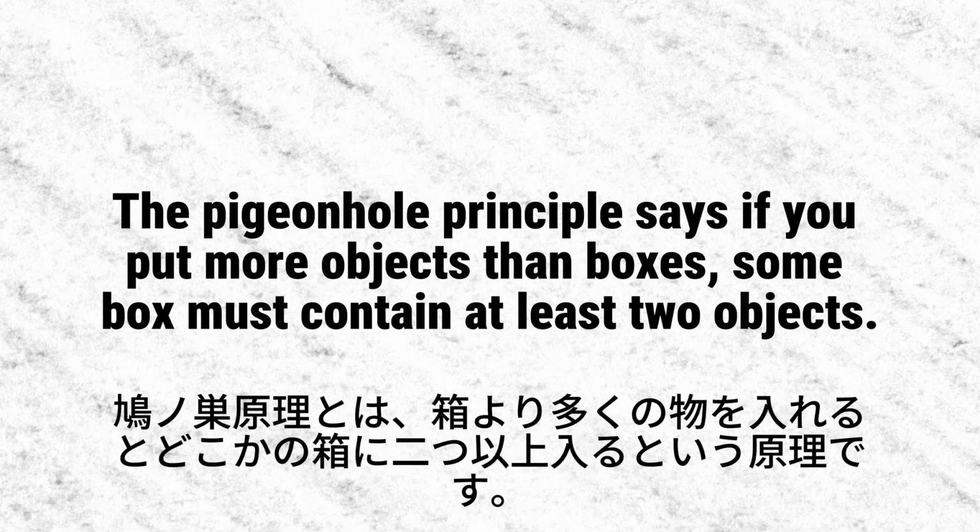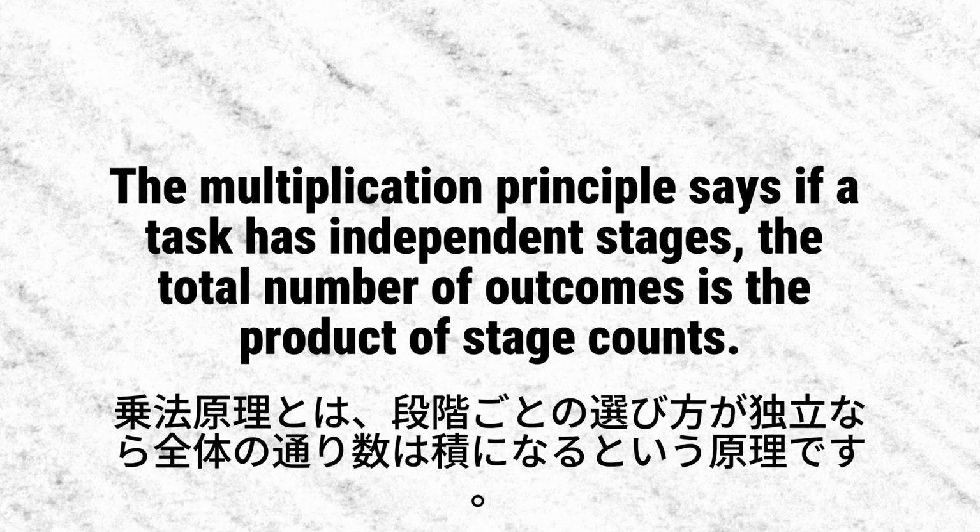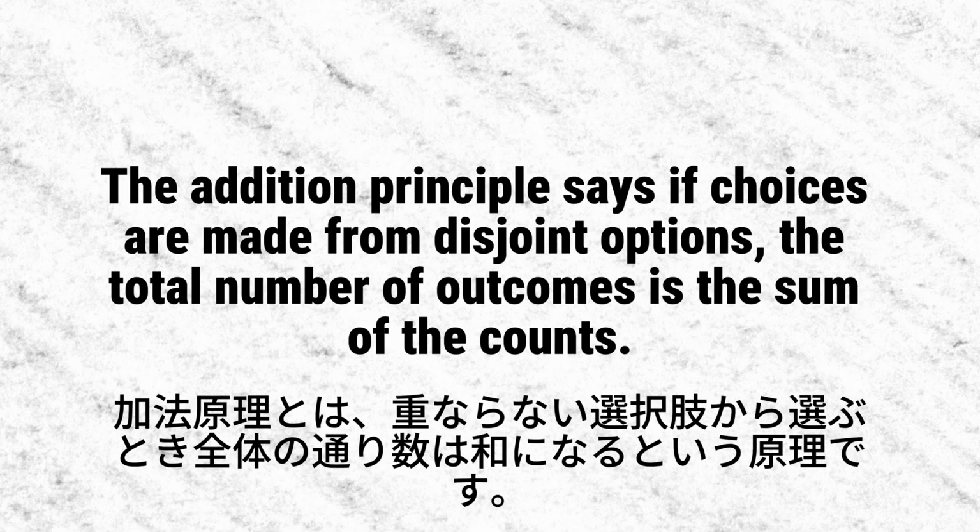The pigeonhole principle says if you put more objects than boxes, some box must contain at least two objects. The inclusion-exclusion principle counts a union by adding counts and subtracting overlaps. The multiplication principle says if a task has independent stages, the total number of outcomes is the product of stage counts. The addition principle says if choices are made from disjoint options, the total number of outcomes is the sum of the counts.